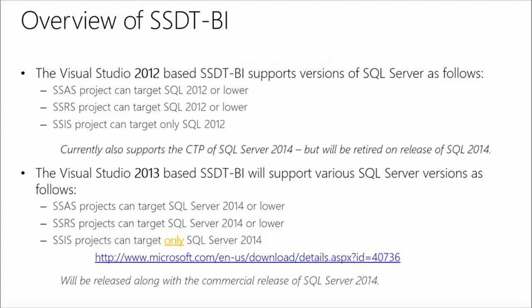That's going to be changing in 2013 and forward. You'll see here that in 2013 we'll support SQL Server 2014 and lower for SSAS and SSRS. SSIS will only target SQL 2014, but going forward it will be able to target lower projects. They made some changes in this last release. Previously they'd been targeting the binary version, and now they're going to be supporting a compatibility level in their engine, like we do in SSAS and SSRS.